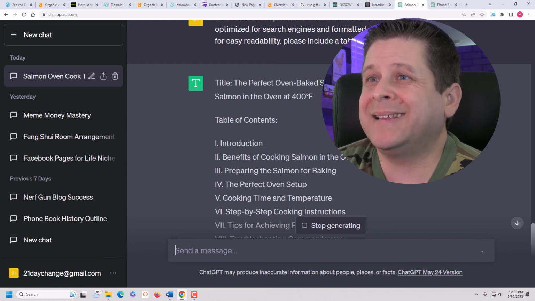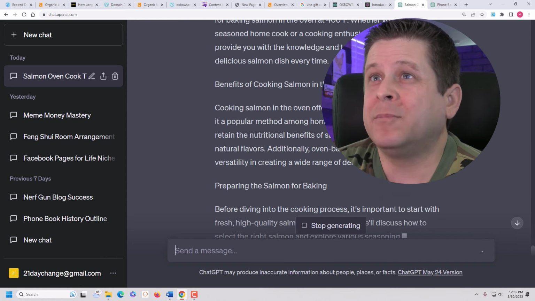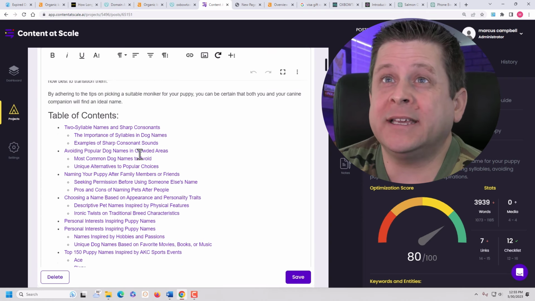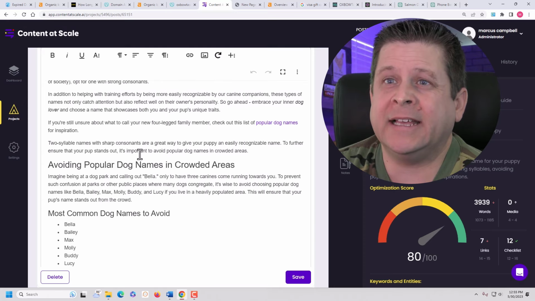And we could see here, it does a pretty darn good job, which is very comparable to the content that is found on this website. In fact, this is highly similar content to what we're finding over here at Content at Scale.